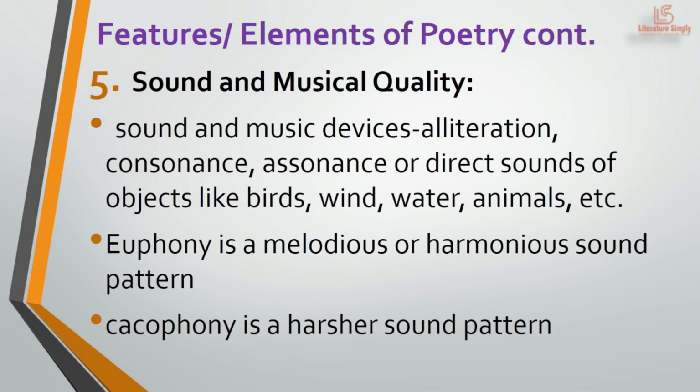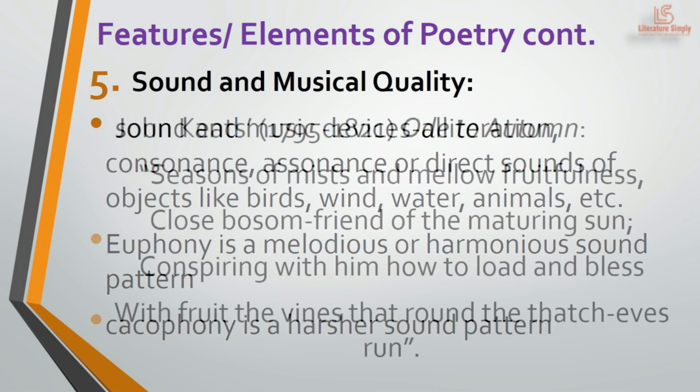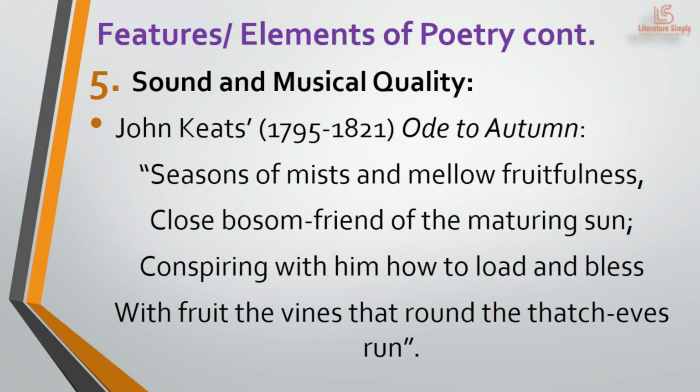In euphony, long vowels, semi-vowels and some consonants like L, M, N, R, F, W, S, Sh, Y and Th are often used to create a sweet sound effect. Let's take the example of John Keats' Ode to Autumn, and the lines are: "Season of mists and mellow fruitfulness, close bosom friend of the maturing sun, conspiring with him how to load and bless with fruit the vines that round the thatch-eaves run." Here we can find the above sounds and their pleasing effect.